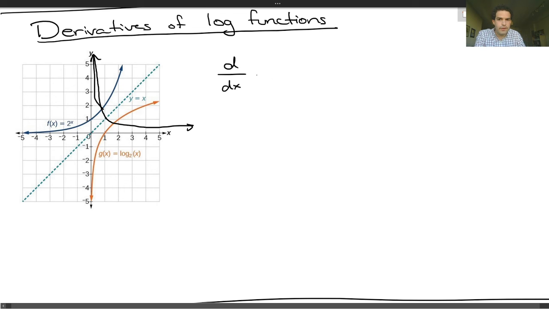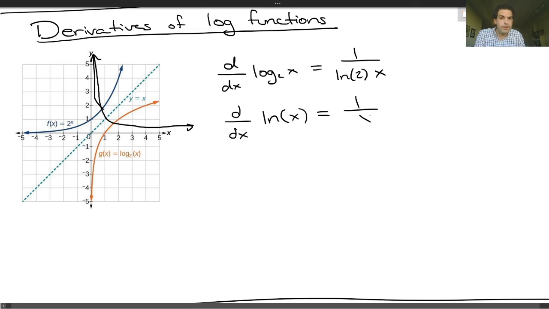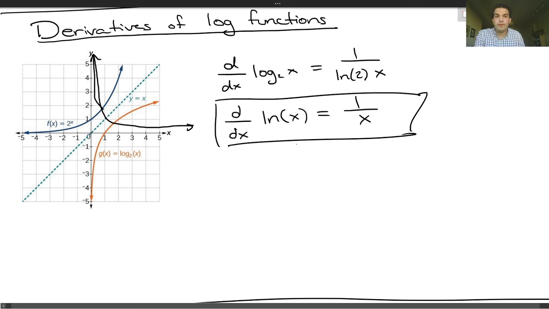And we'll see, in fact, that the derivative of log base 2 of x is 1 over natural log of 2 times x. So some constant times 1 over x. The derivative of the natural log of x turns out to be exactly 1 over x itself. So another very important formula.